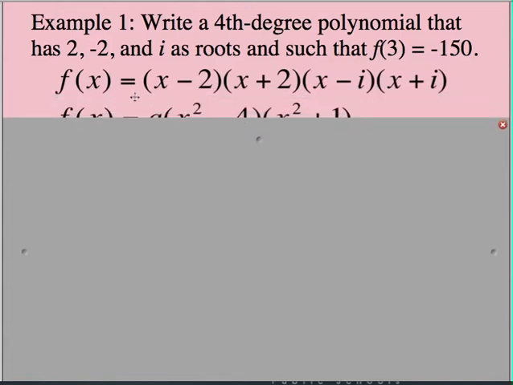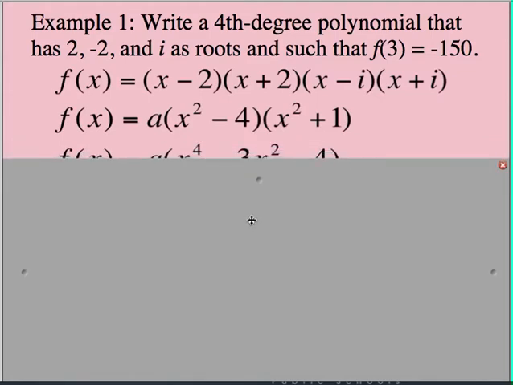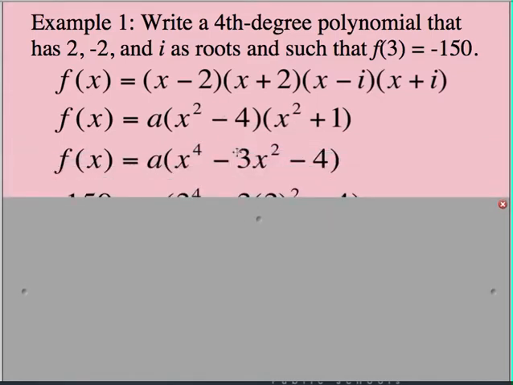So f of x equals, since 2 is a root, x minus 2 is a factor; negative 2 is a root, so x plus 2 is a factor; i is a root, so x minus i, and since negative i is also a root, you have to have x plus i. Then multiply these through. I did a box with x minus 2 and x plus 2, and I get x squared minus 4. If you box x minus i and x plus i, you'll get x squared plus 1. And then don't forget to put that stretch factor out front. Then do a box again with what you have, and you'll get x to the 4th minus 3x squared minus 4.